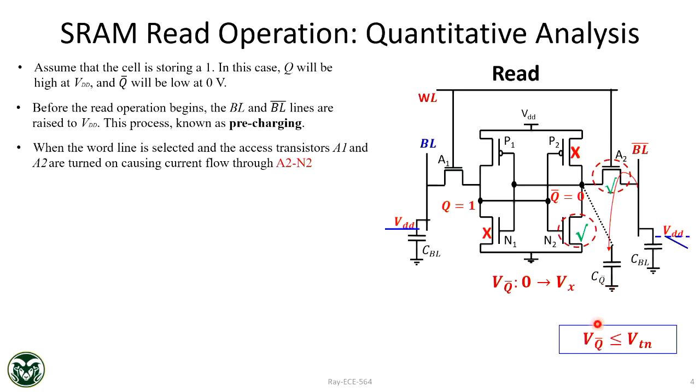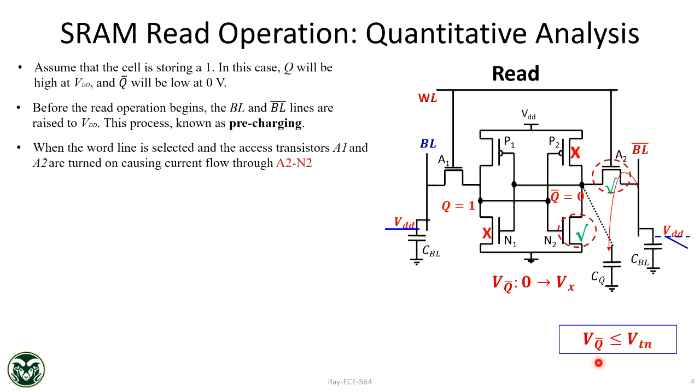VQ will invariably rise, but that Vx voltage should be lower than the threshold voltage of a transistor. More strictly, it should be lower than the threshold voltage of the inverter P1 N1, right? P1 N1 has a voltage after which it will flip. So it should be lower than the inverter threshold voltage, but for safety margin, this is the strict requirement. The transistor has a threshold voltage, say 0.3 volt. So VQ bar should not be more than the threshold voltage of a transistor. So that's the mathematical constraint for success of read.